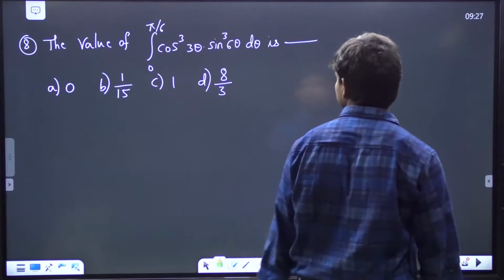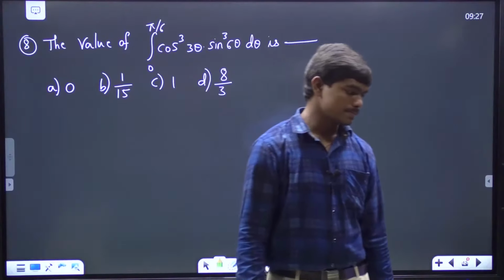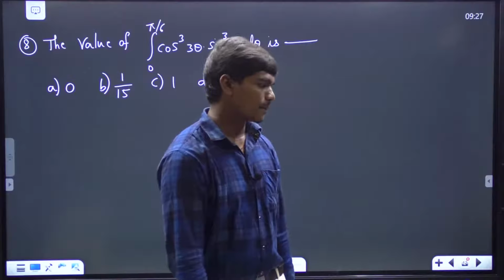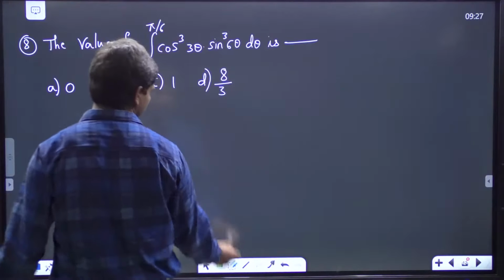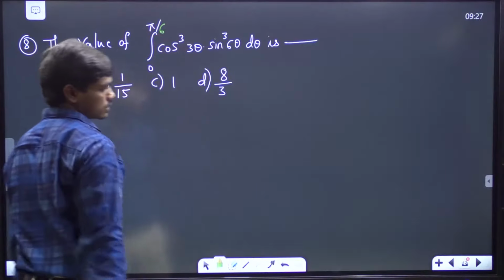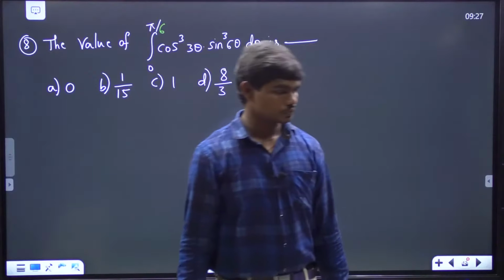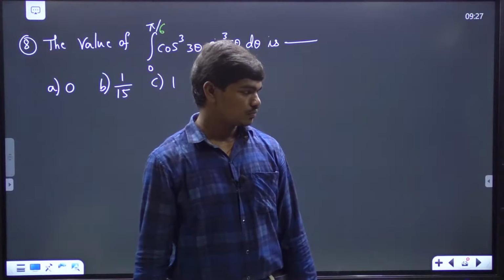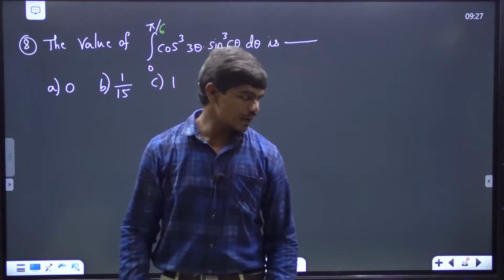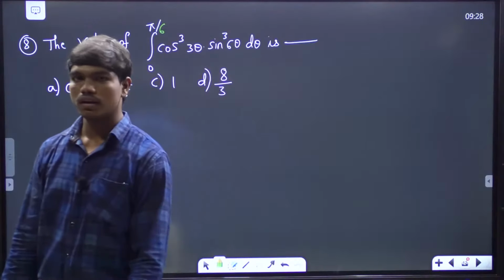Please solve this question. If this is not clearly visible, this is pi by 6, okay? Integration 0 to pi by 6, cos cube 3 theta into sin cube 6 theta d theta. So please solve this question in a while.